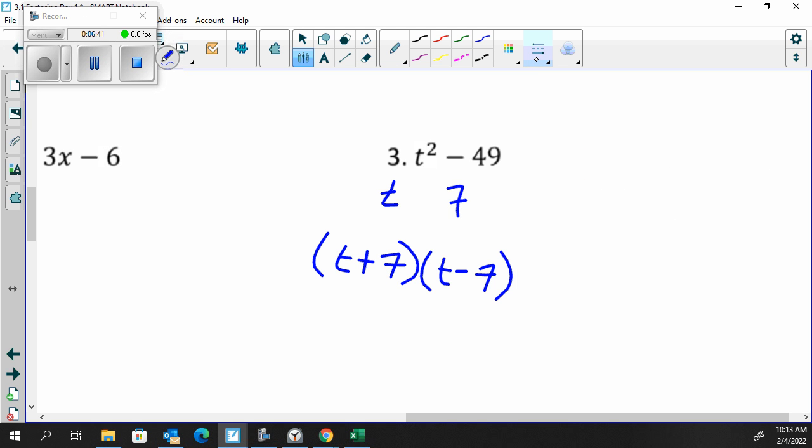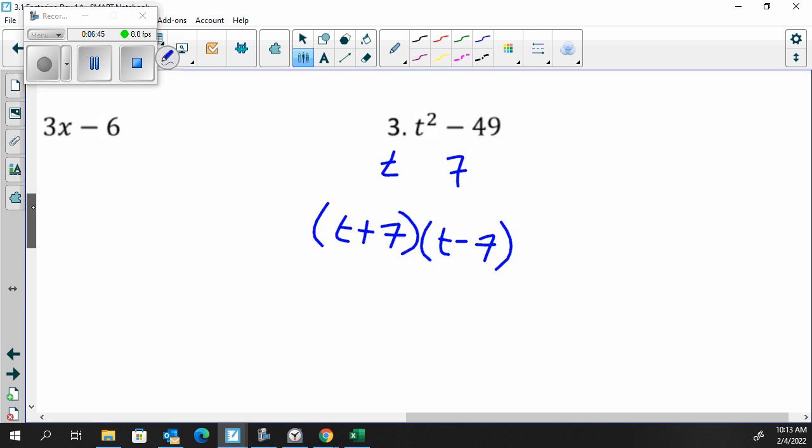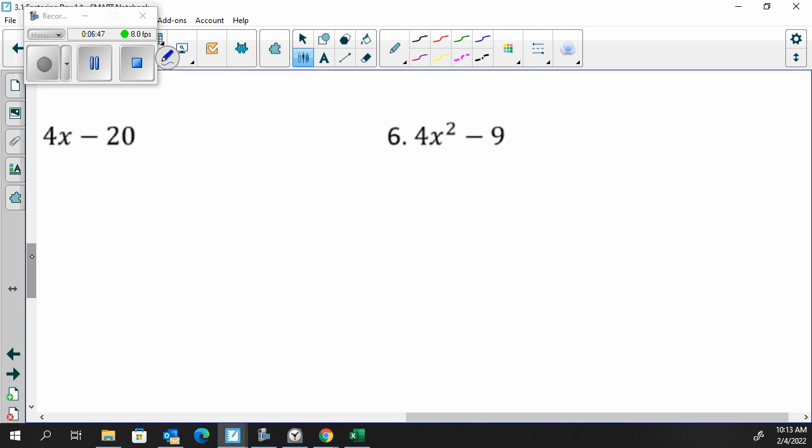All right, one more of this that is a little bit complicated. Let's think about this one. This one's different now because a is not 1. That's fine. You can still do the difference of squares shortcut. What's the square root of 4x squared? 2x. What's the square root of 9? 3. So it's 2x plus 3 times 2x minus 3.